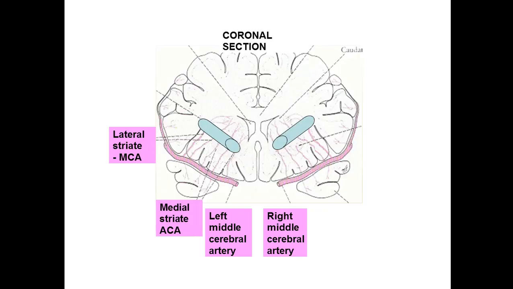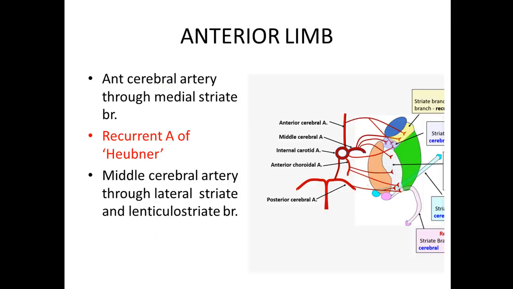This is how the middle cerebral artery, which is there inside the lateral sulcus, is going to supply the lentiform branches. You can see the lateral striate and the medial striate branches which are going there. This is the medial striate, this is the lateral striate branches which are supplying the internal capsule.